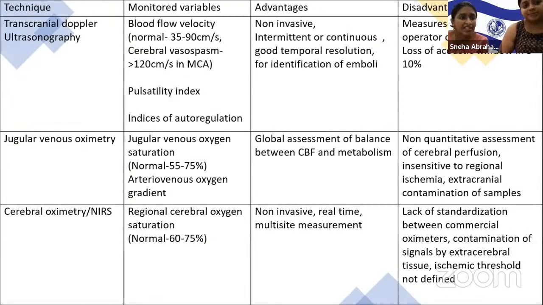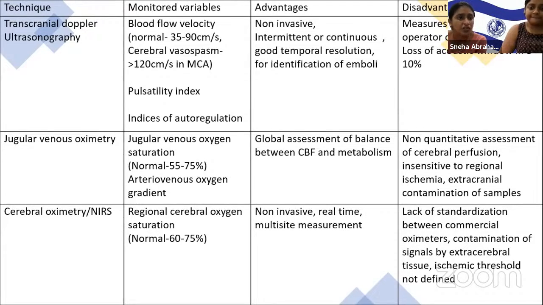For global determinants, as I previously mentioned, we do the transcranial Doppler ultrasonography, where we monitor the blood flow velocity, which is normally between 35 to 90 centimeters per second. In case of cerebral vasospasm, it is more than 120 centimeters per second, which is measured in the middle cerebral artery. We also monitor the pulsatility index and indices of autoregulation.